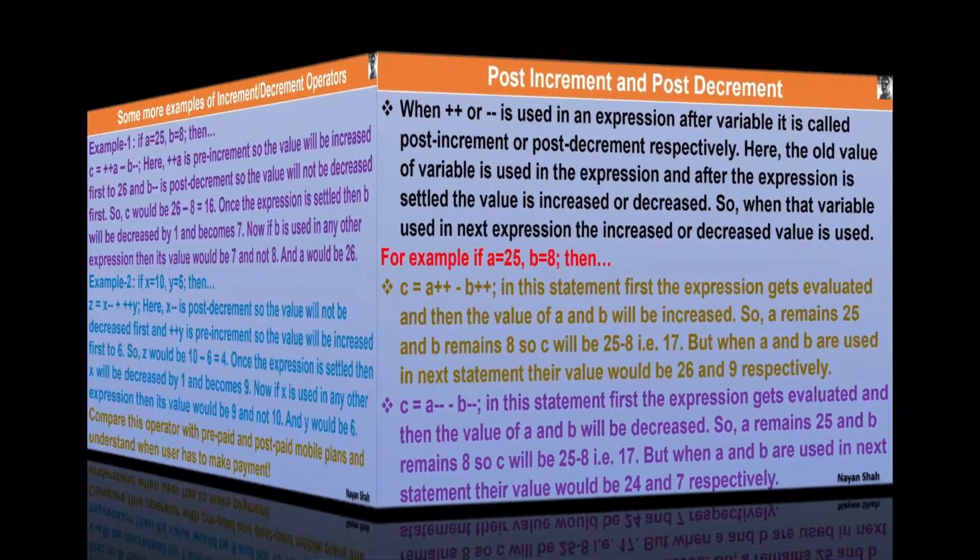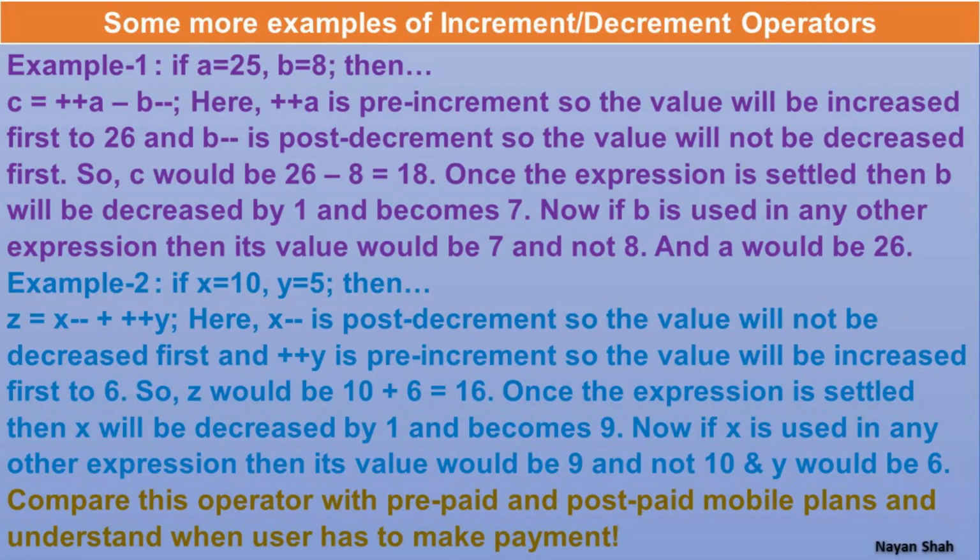Very interesting operators. Let us see some more examples to understand. Example 1. If a is equal to 25 and b is equal to 8, then c is equal to ++a - b--. Now here I have mixed both. ++a is pre-increment, so the value of a will increase first, whereas b-- is post-decrement, so the value of b will not decrease. Rather, the expression will first be evaluated with the existing value. So 26 minus 8, which will give you 18.